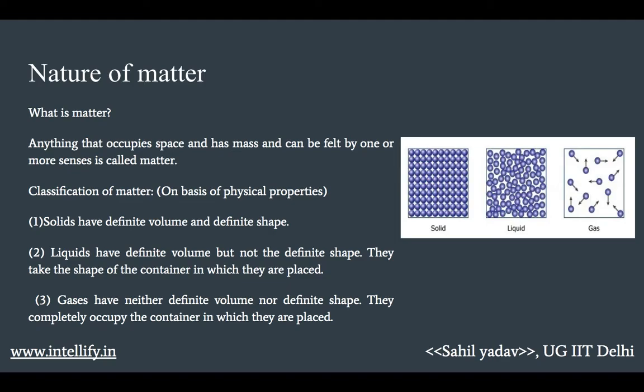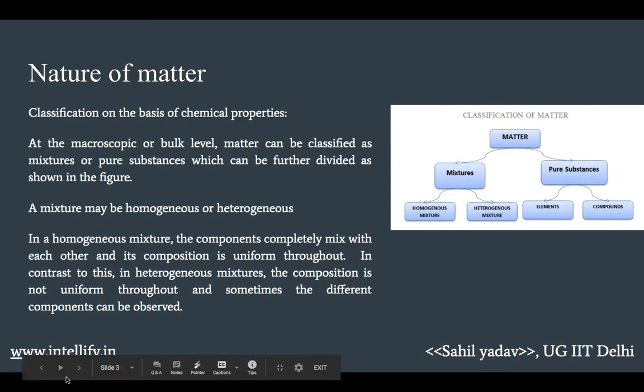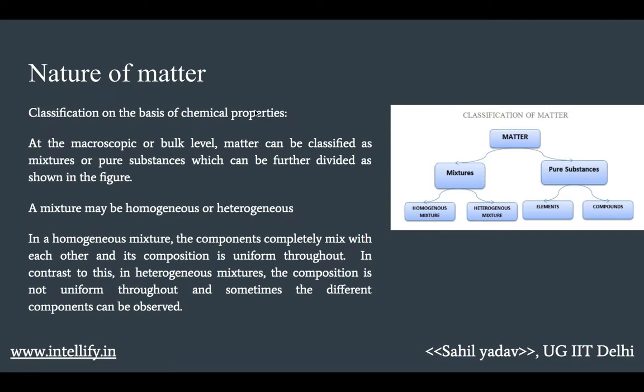Now, moving forward, classification of matter on the basis of chemical properties. At the macroscopic level, at the bulk level, matter can be classified into mixtures and pure substances. The mixtures can be further classified into homogeneous mixtures and heterogeneous mixtures, and pure substances can be further classified into elements and compounds. So, what are mixtures?